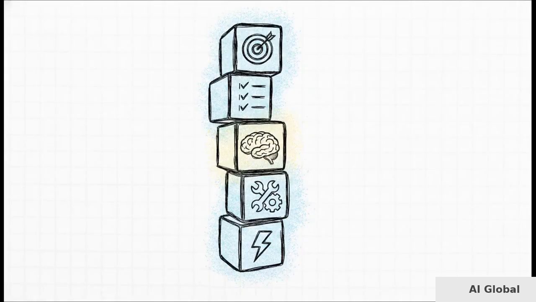So here are the 5 core building blocks that make up every single effective AI agent: goal, planning, memory, tools, and actions. It's kind of like a giant puzzle. If you remove even one of these pieces, the entire system just totally falls apart. So let's break them down.